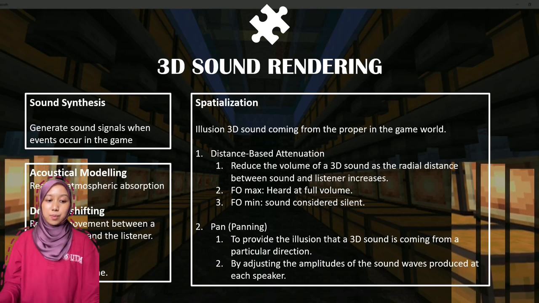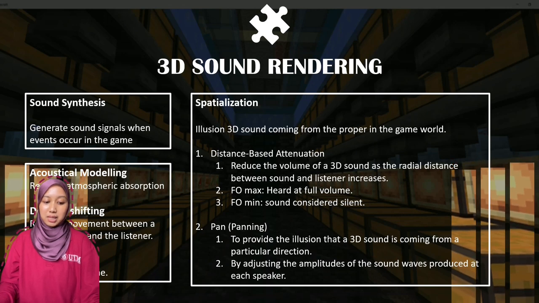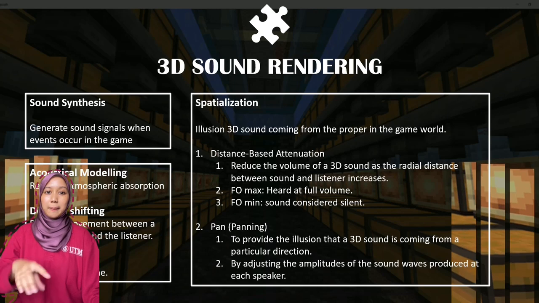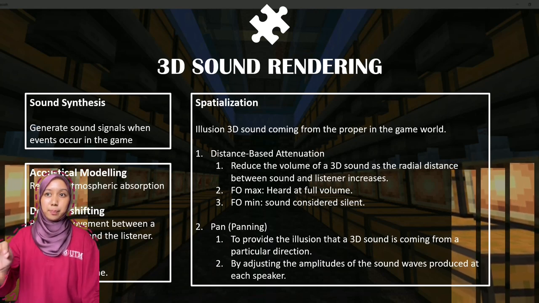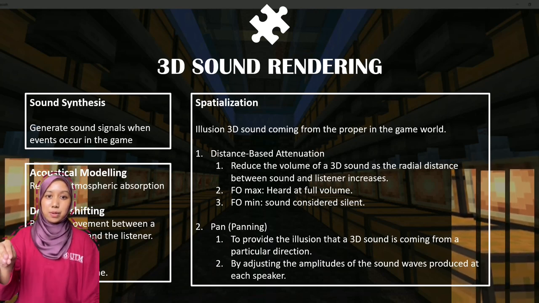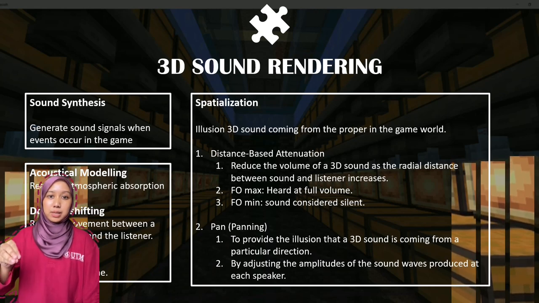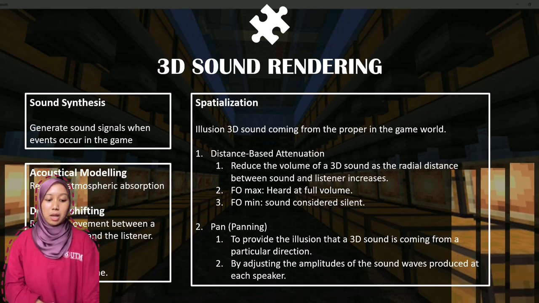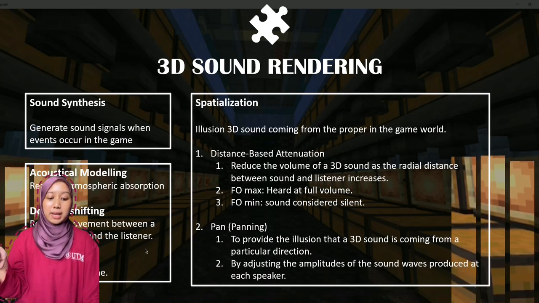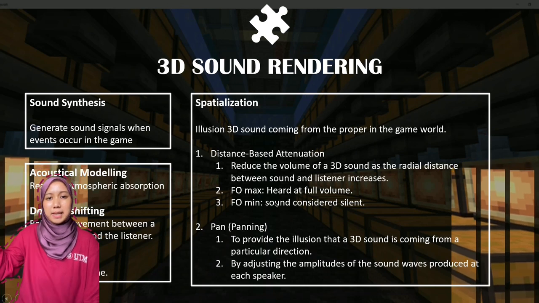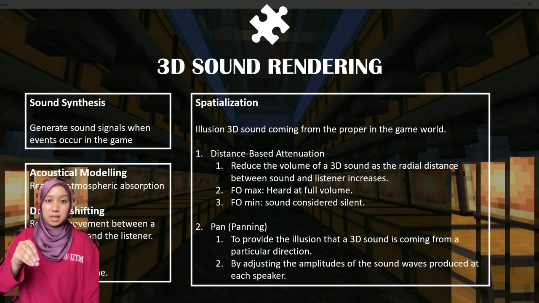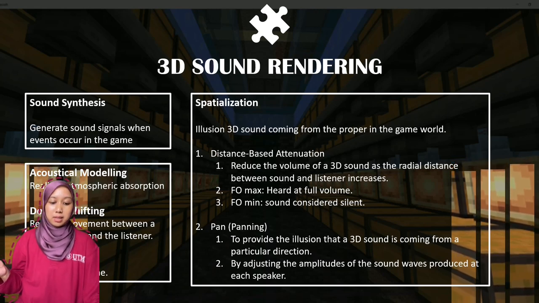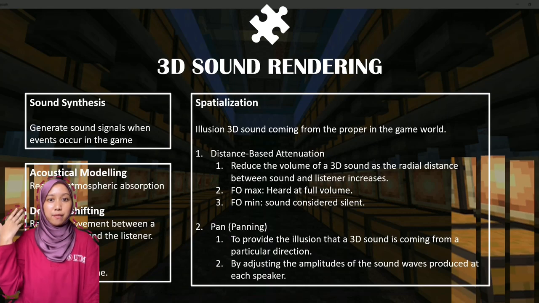There are two types. The first one is the distance-based attenuation. It's to reduce the volume of the 3D sound. Imagine a circle, and at the center point of the circle, there is a sound source. So when the player comes near to the sound source, the volume will be heard fully. That's what we call F or max, and F or min is when the sound is considered silent, meaning that the player is far away from the source of the sound. And then the second one is the panning or pan. It's to provide the illustration of where the sound is coming from, either from the left or the right.